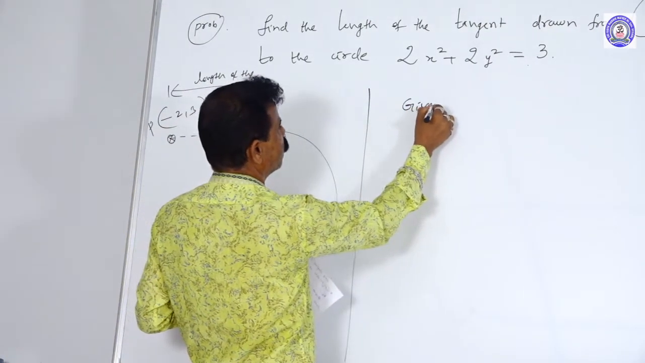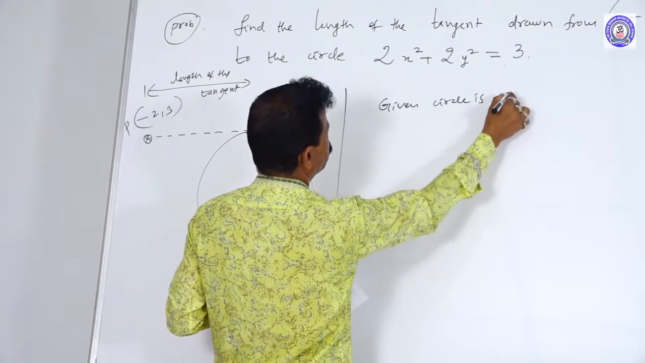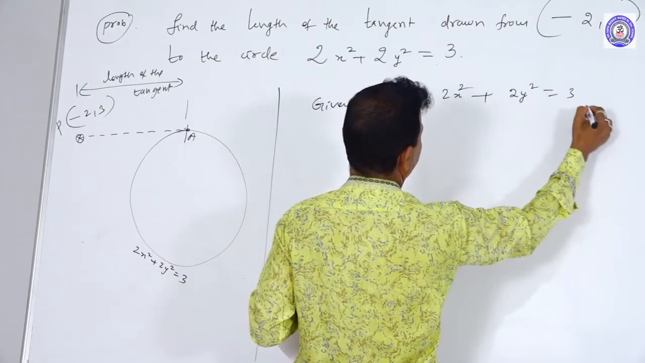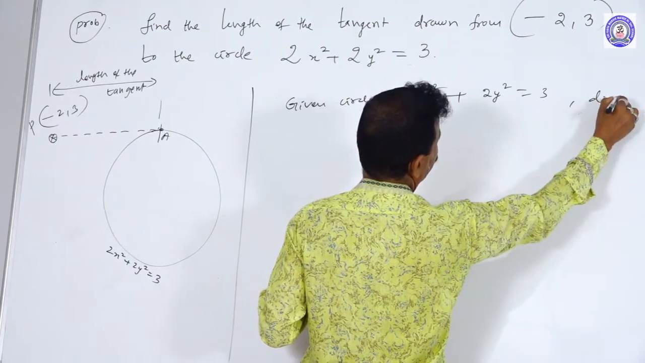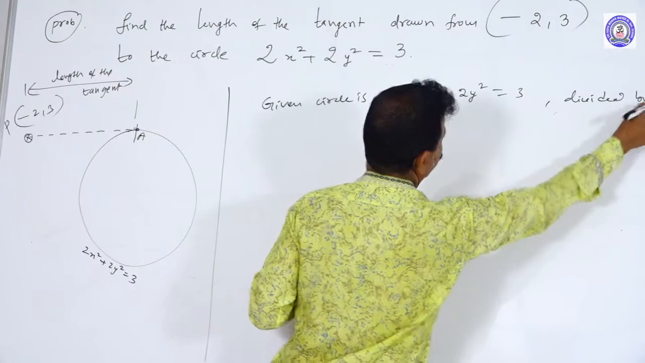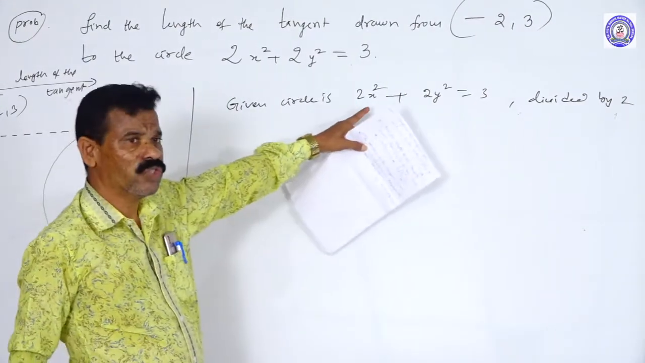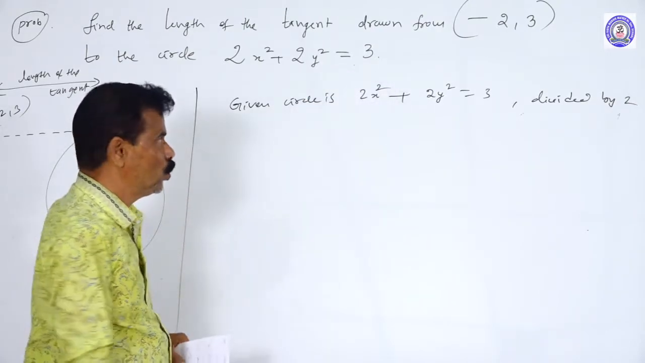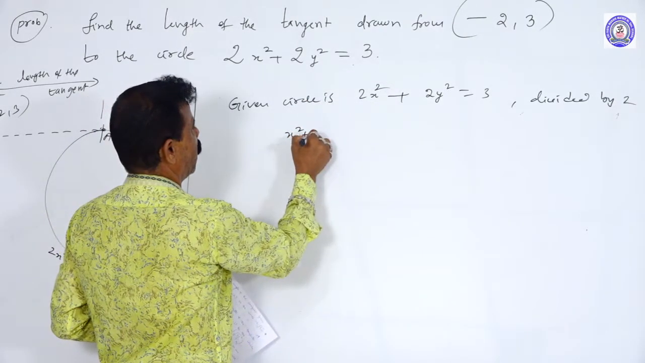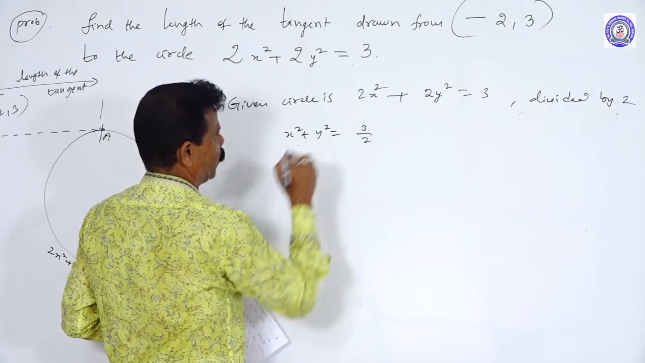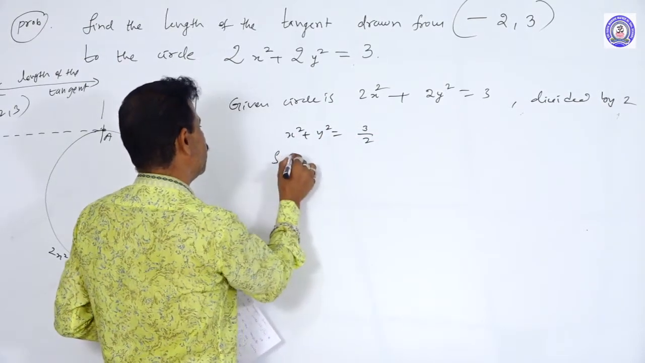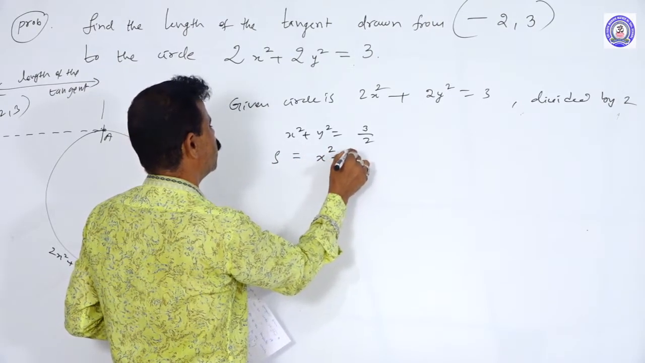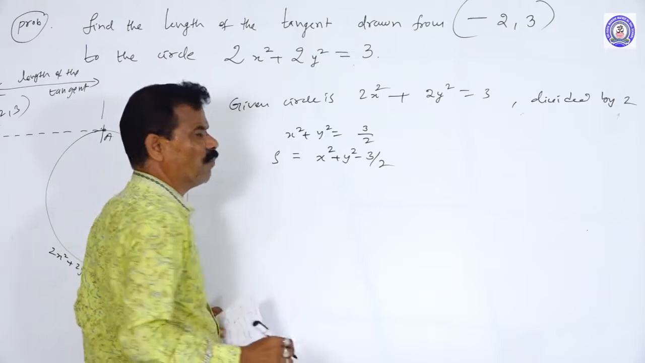The given circle is 2x² + 2y² = 3. Divide both sides by 2. Why? Because the x² coefficient should be equal to 1, but here it is 2. That's why we divide by 2. x² + y² = 3/2. So S is written as x² + y² − 3/2 in notation form.